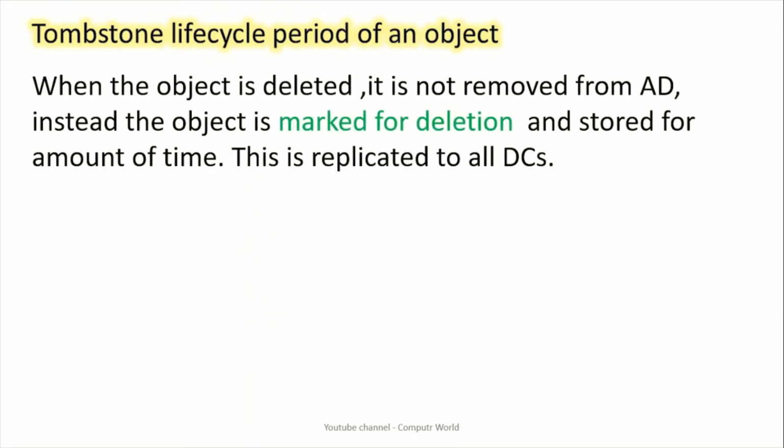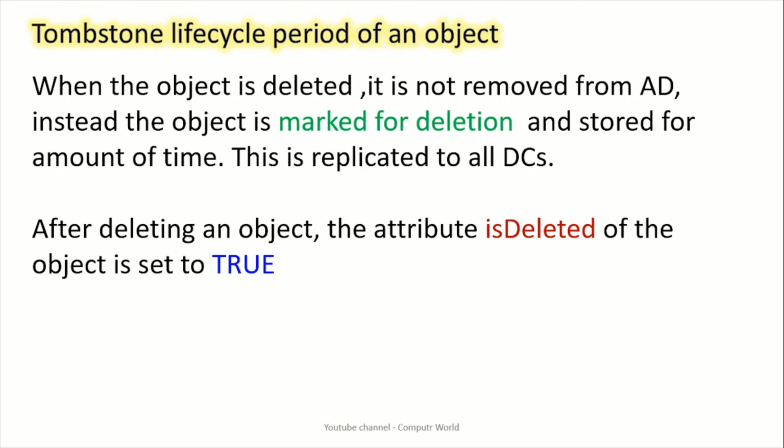When the object is deleted, it is not immediately removed from the Active Directory database. Instead, the object is marked for deletion and stored for an amount of time, and this is again replicated on all the domain controllers. After deleting an object, there is only one attribute of the object which gets set to true, and that is is deleted. So the is deleted attribute of an object is set to true, and let's see it.